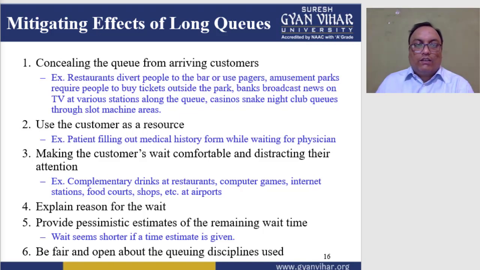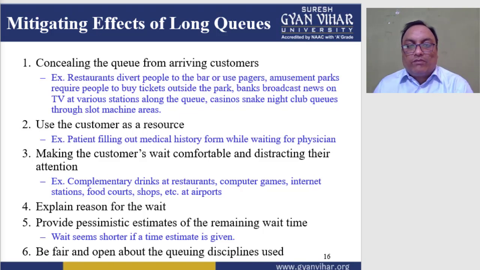So, concealing the queue from arriving customers. For example, restaurants divert people to the bar or use pagers. Amusement parks require people to buy tickets outside the park. Banks broadcast news on TV at various stations along the queue, and casinos snake queues through slot machine areas, and use the customers as a resource. For this purpose, patients fill out medical history forms while waiting for the physician.